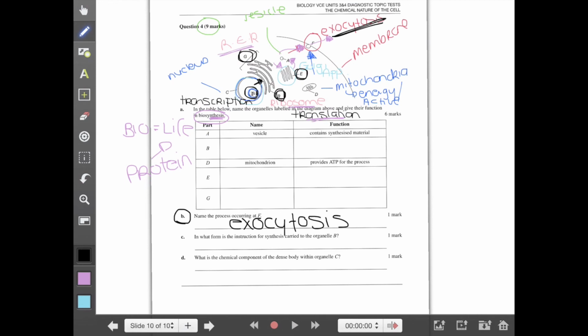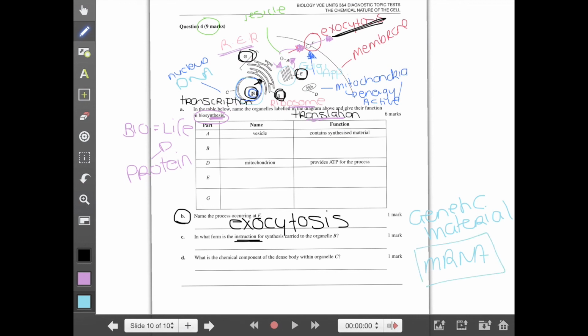Okay, C. In what form is the instruction for synthesis carried to the organelle B? Whenever you think of instructions, I want you to think of genetic material. Inside the nucleus, we have DNA, but does DNA ever leave the nucleus? No, because it's too large. So it leaves the nucleus in a form called mRNA. Remember that single strand, and that's able to leave through the pores.